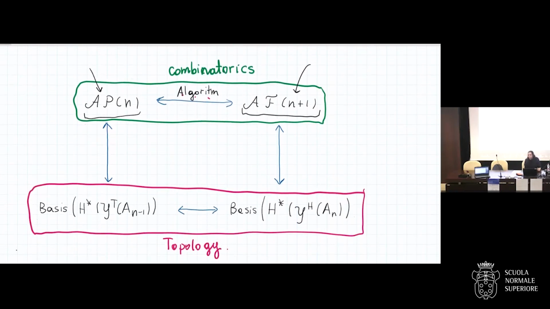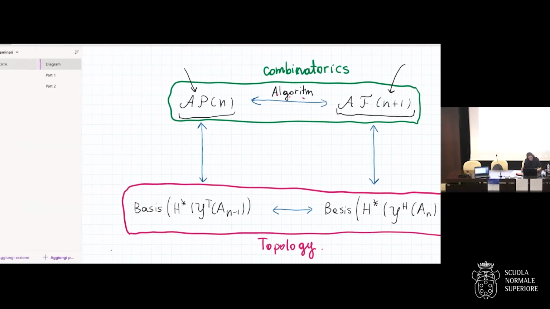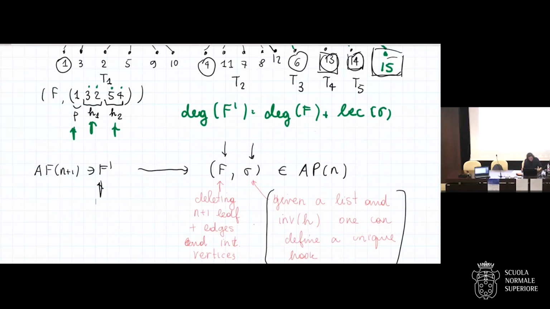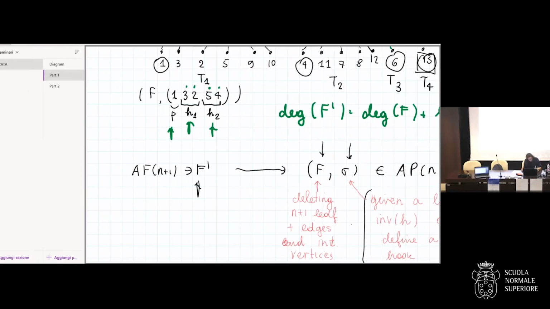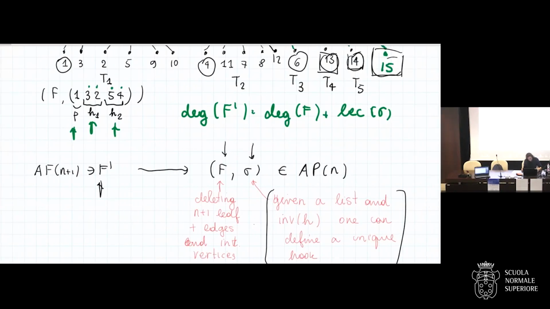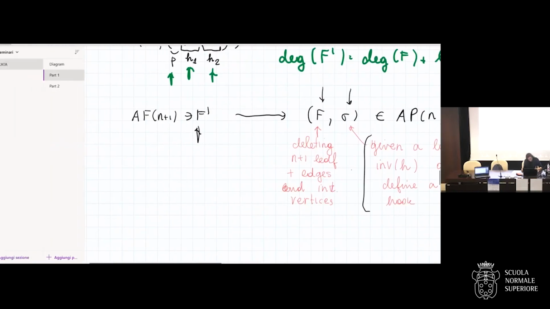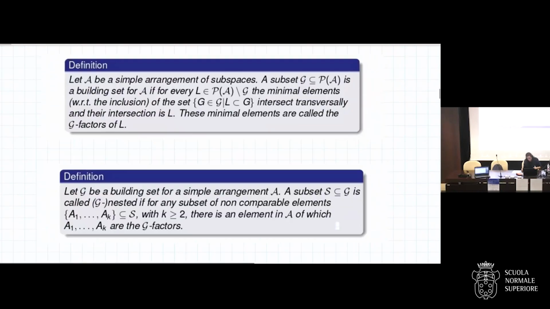Now, as I promised, I will give you a geometric interpretation for these 2 sets of objects, and then also an interpretation of this bijection we just found. So I will start talking about hyperplane arrangements and wonderful models. In this first part of the second part, all I will talk about is more or less the result from a paper by De Concini and Procesi.